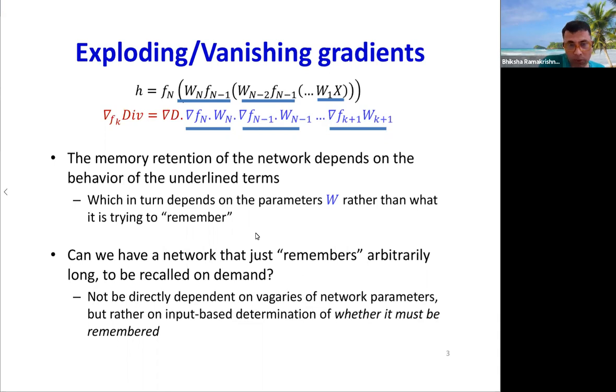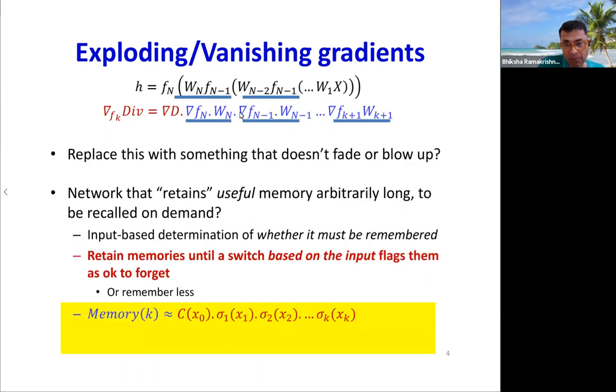Now, so we want to replace these blocks with something that doesn't fade or blow up, but something that retains memory for arbitrarily long depending on the information being remembered. So we will replace these blocks. We will eliminate both the weights matrix and the activation. And instead, we'll include a switch that explicitly analyzes the input and based on it decides if the memory must be retained or not. That's going to give us an equation of this kind.